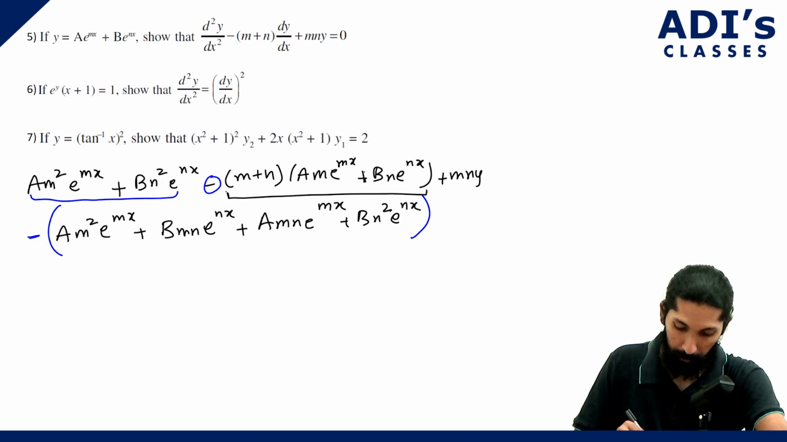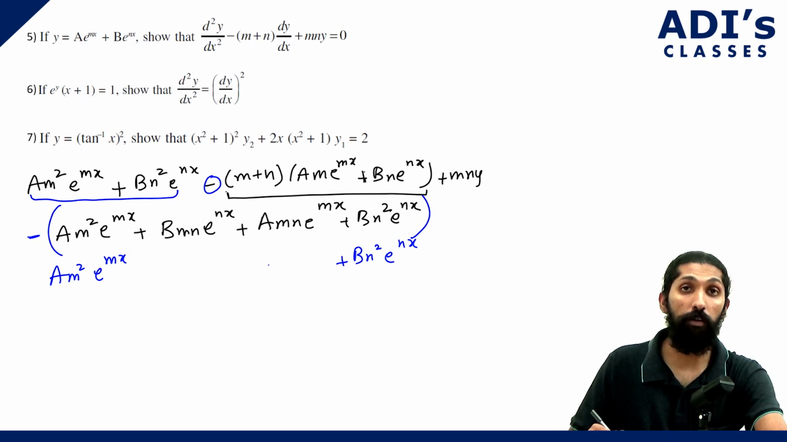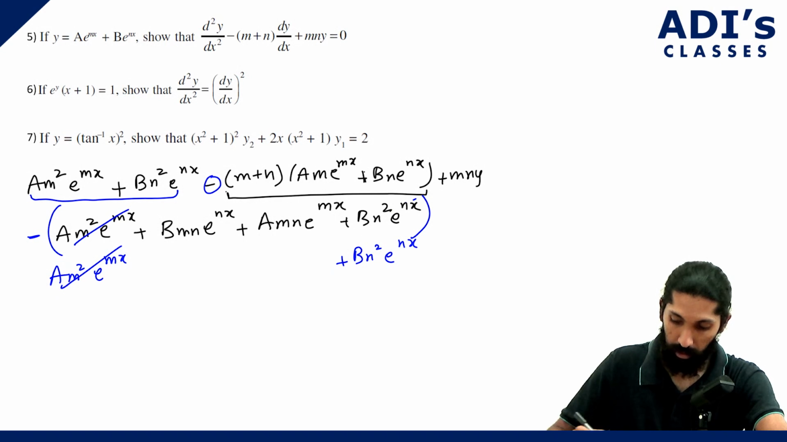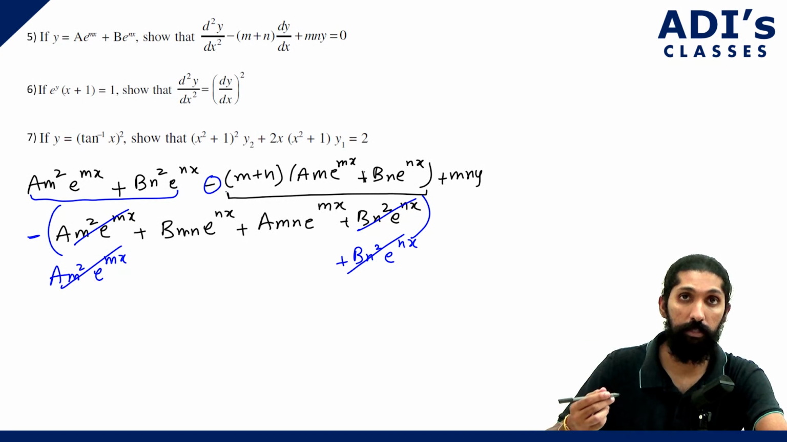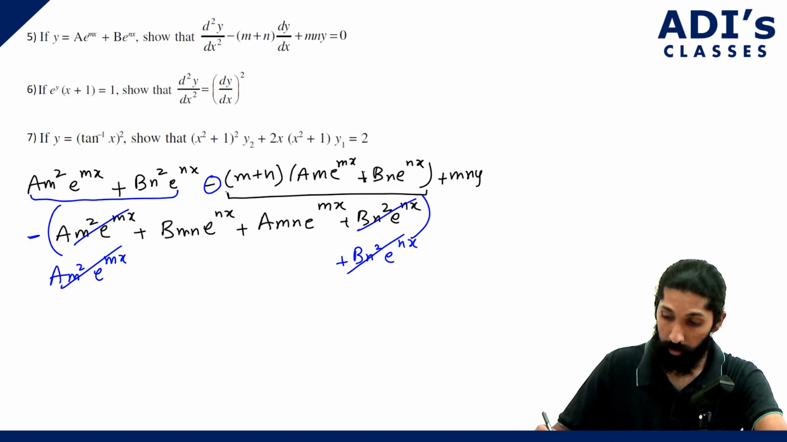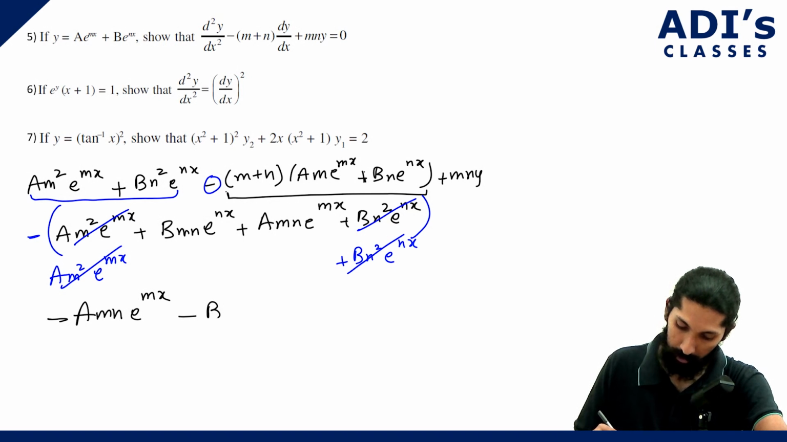Look at the y double dash here. Y double dash is what? am square e power mx plus bn square e power nx, right? So when you have the minus and plus, don't you think this and this cancels, this and this cancels? Is it not? So we have the cancellation part. What remains? We are going to write it. So what remains is minus amn e power mx minus bmn e power nx.